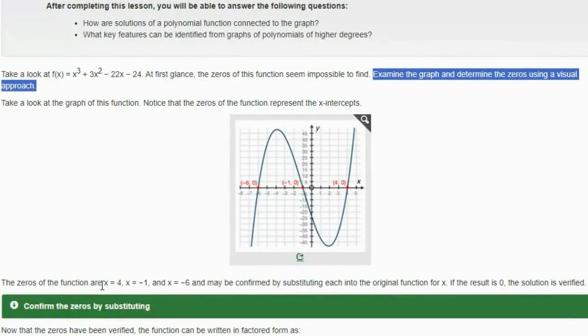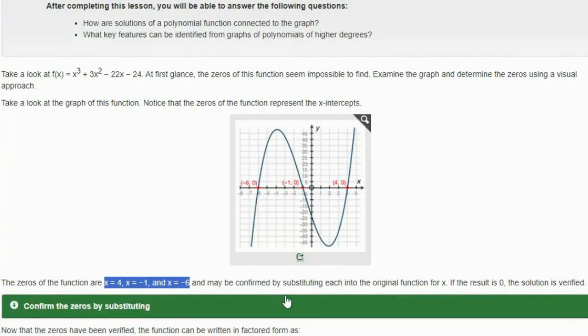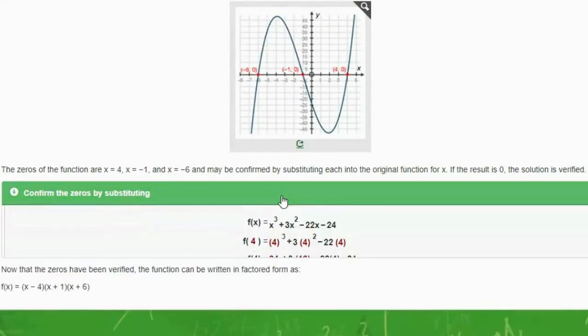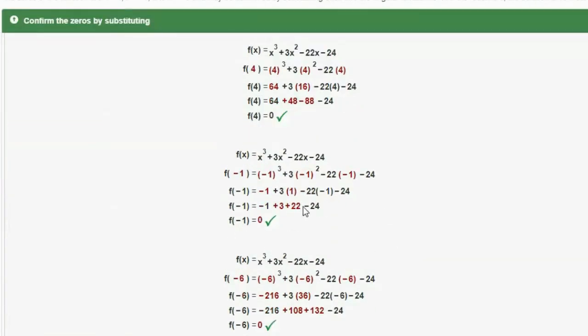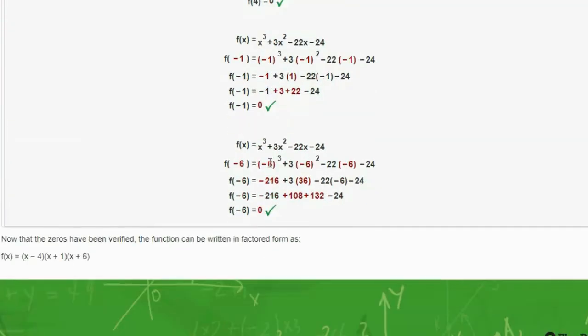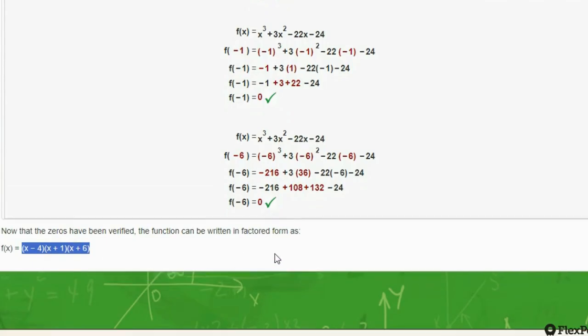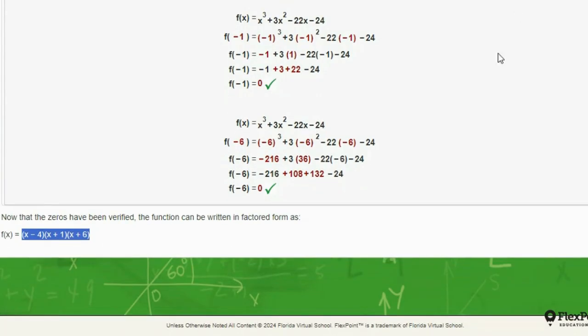So as the zeros of the function, 4, -1, -6, can be confirmed by substituting them in there and seeing that they do all equal 0. So that confirms it, which means you can write it in factored form: x minus 4, x plus 1, x plus 6. So that's the factored form of the exact same equation. All right, let's go to page 2 here.